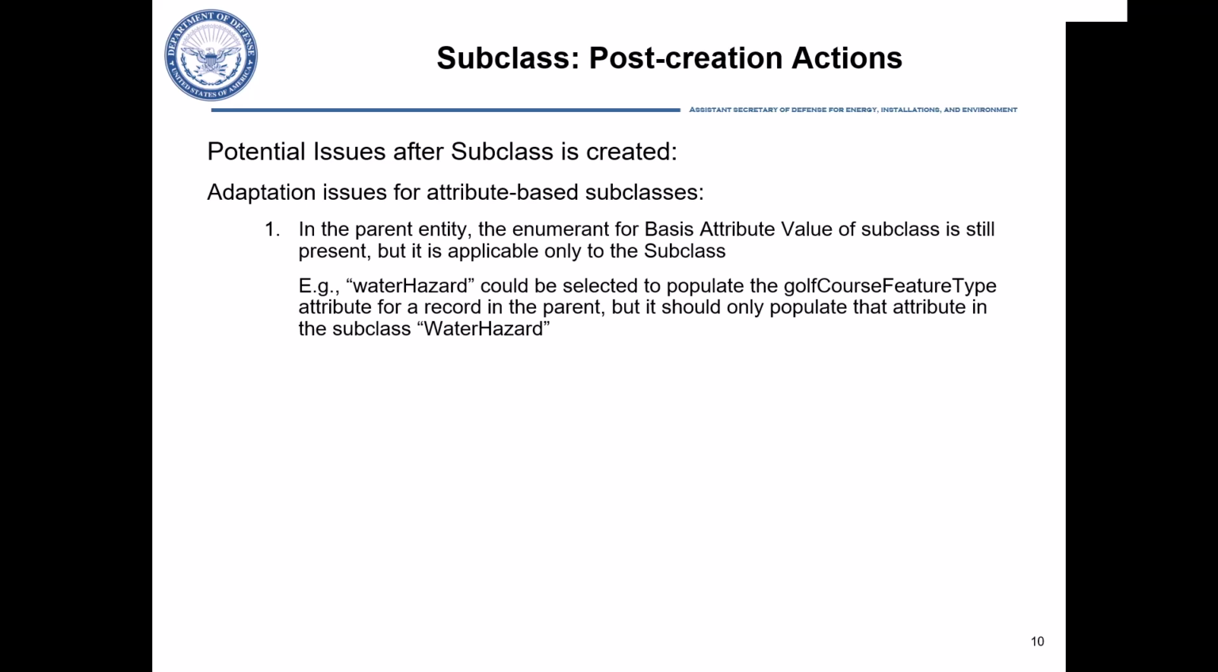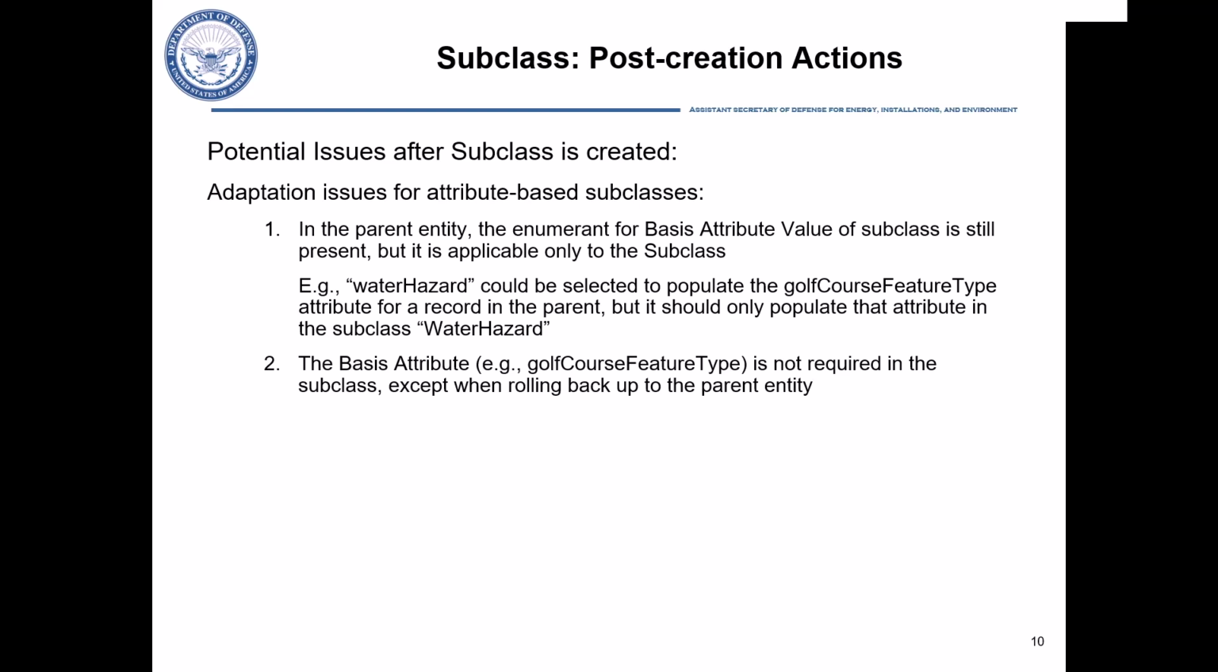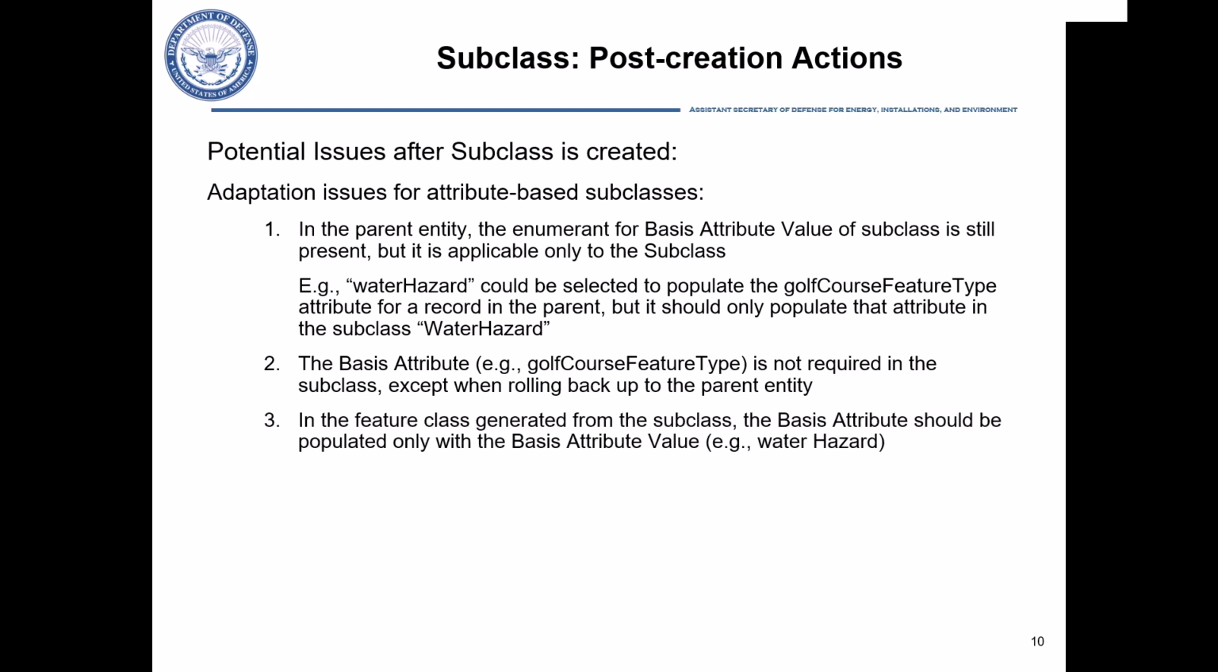After the subclass is created, that enumerant concept should only be stored in subclass records, not records of the parent entity. Second, using the golf course feature type basis attribute at all in the subclass is unnecessary. The subclass is named water hazard, and there is no reason to have an attribute populated with a water hazard value, unless there is a need to consolidate the parent and subclass feature classes, such as for data rollup or reporting. Third, in a feature class generated from the subclass, the basis attribute should be populated only with the basis attribute value, for example, water hazard.